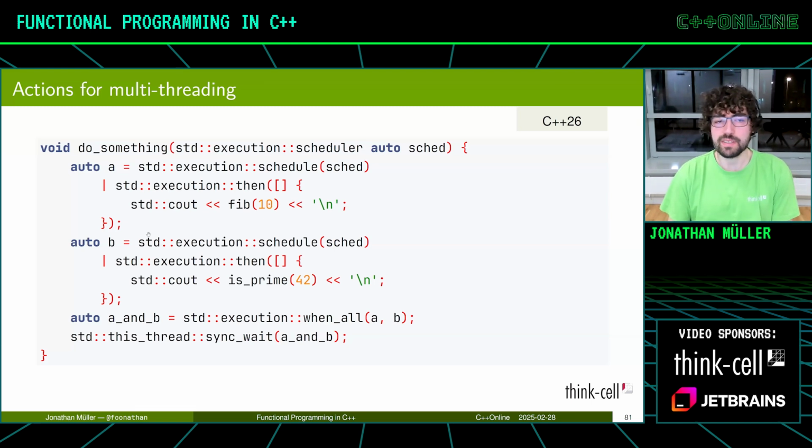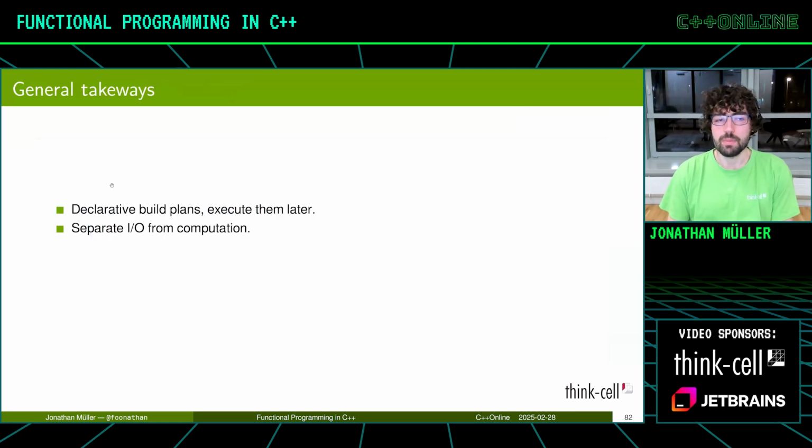Right? And because we've done it in a very declarative way, this makes it very straightforward to do multi-threading, because you don't have to wrangle any threads or anything. You simply describe the actions that you want to do, compose them in a declarative way, and only execute them at the very end. So by declaratively building plans and executing them later, it allows us to separate I/O from computation.